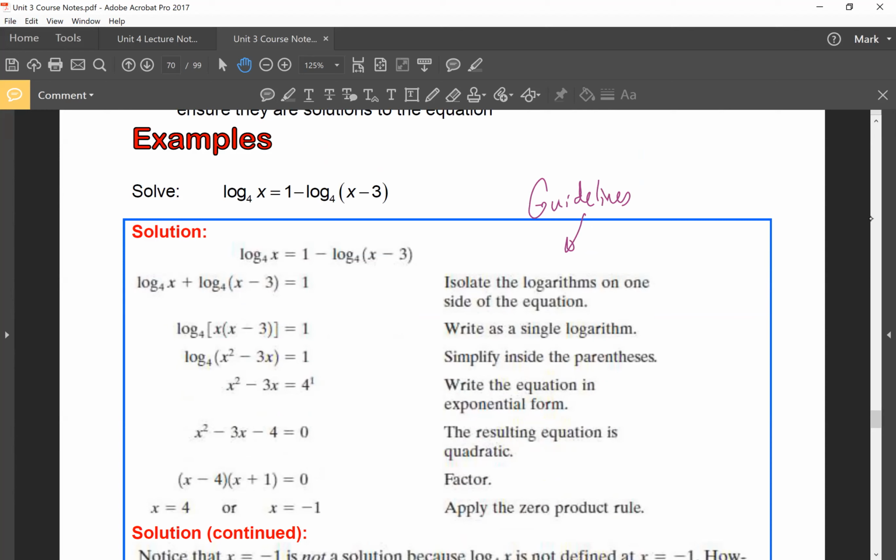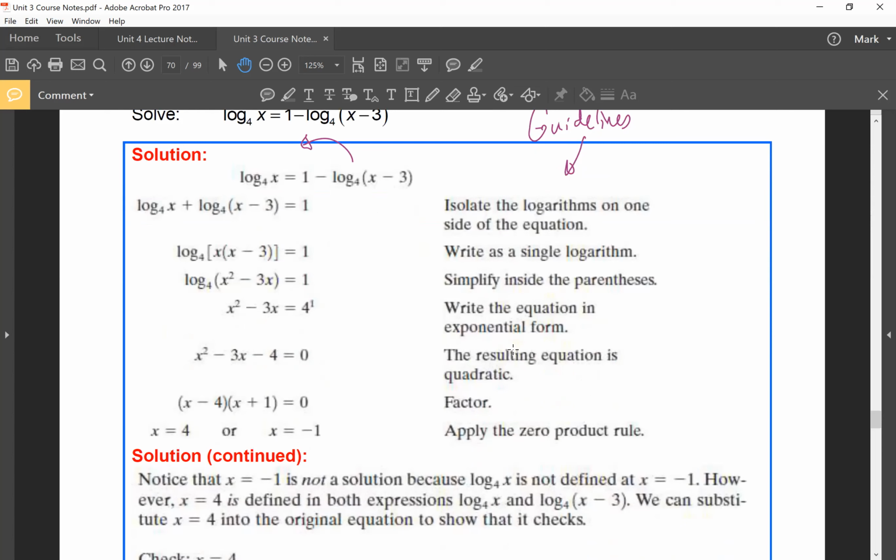So step number 1, I would move this logarithm over to the left side. All right, now all I do is exactly what I did before. Here's why this question is challenging. When I solve it like I did before, I rearrange the logarithm here to get this quadratic. I then need to solve the quadratic.